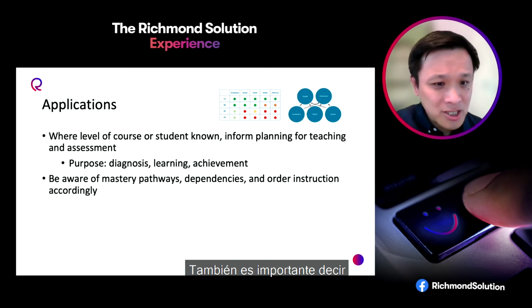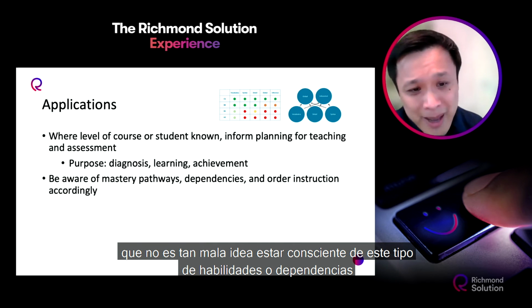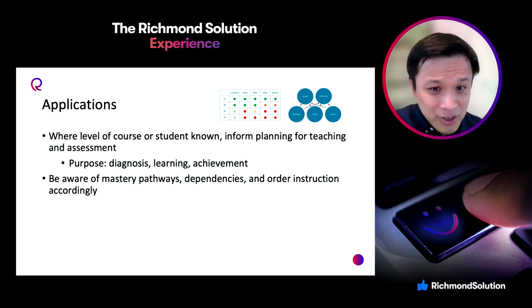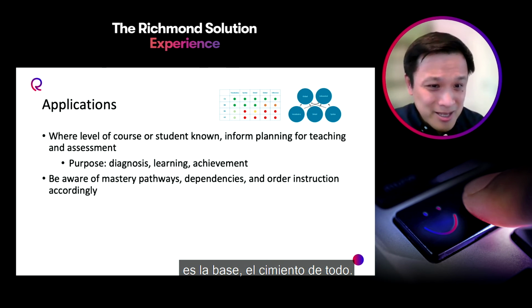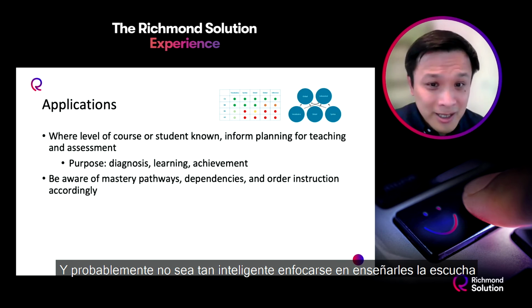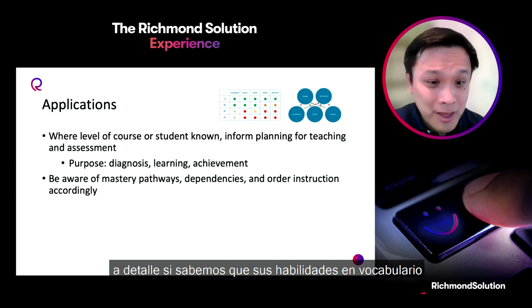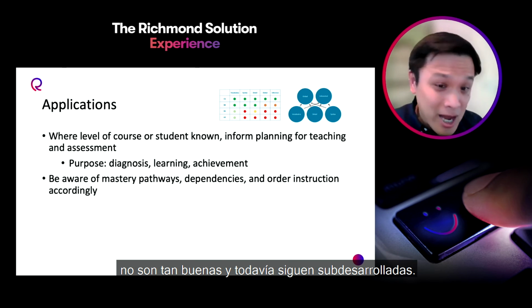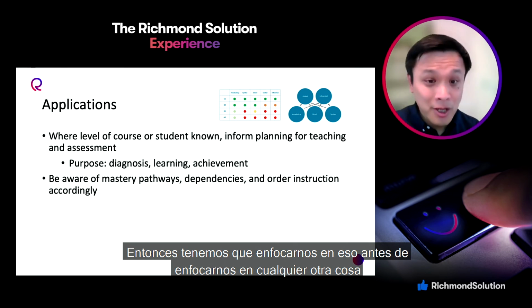Now, one other application is that it's not a bad idea to be aware of these mastery pathways, the dependencies, so that we can order our instruction accordingly. If, for example, in listening, vocabulary is the bedrock on which you build everything, it probably is not as smart to focus on teaching them listening for details if you know that their vocabulary knowledge base is still relatively underdeveloped. So you might want to focus on that first before working on other things.